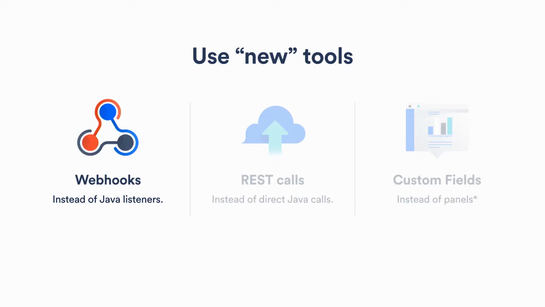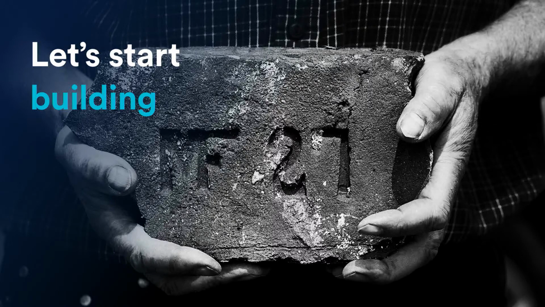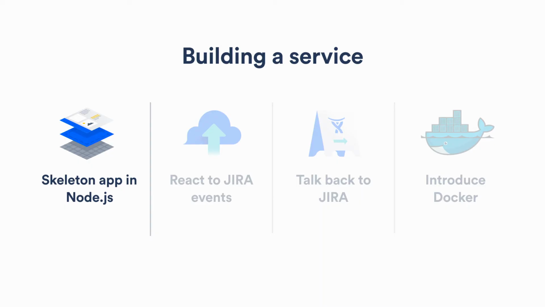This new approach requires a little bit of new tools. As I mentioned, we'll be using webhooks instead of Java listeners. So whenever an issue is created in JIRA, that webhook will be triggered. We'll be using REST calls, as I've mentioned, instead of direct Java calls. There are some nuances to that, and I'm going to go through them a bit further. And we'll be storing some data in custom fields instead of building panels, as that's a little bit easier to do in 20 minutes. Let's start building, and I'm going to use Node to do that.